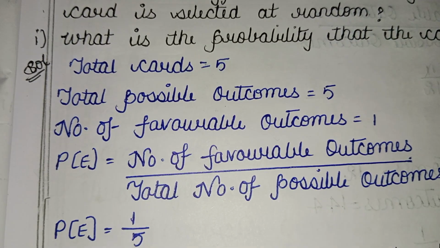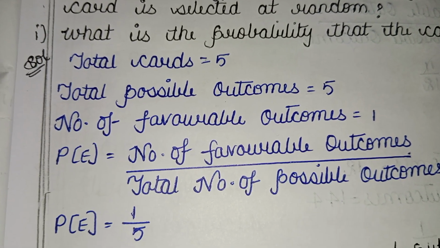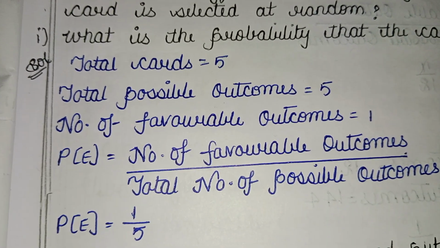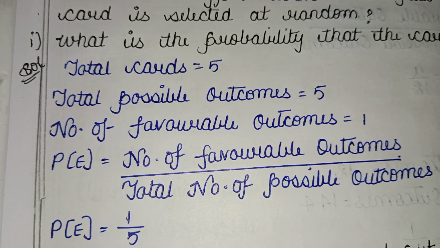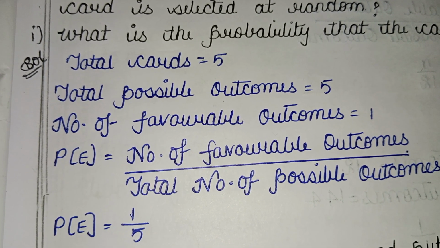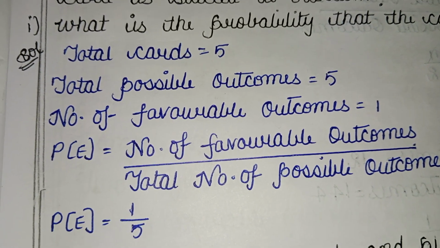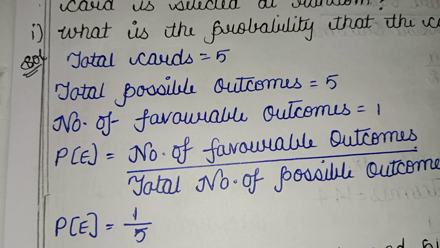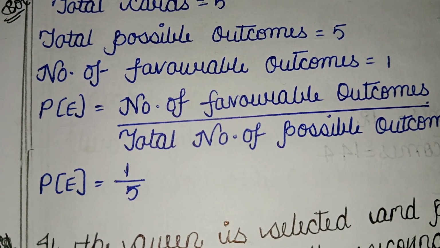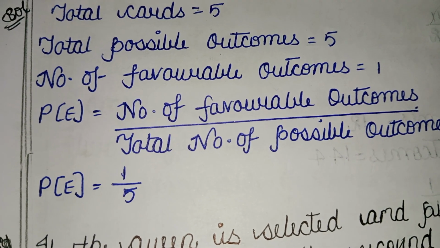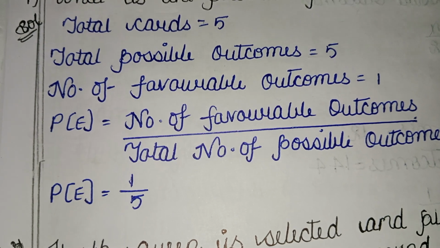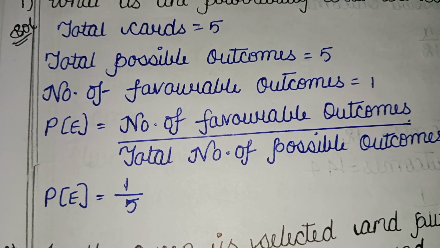So total cards is equal to 5. If you take any card, you will get only one card from the given 5 cards. Favorable outcomes is equal to queen, only one queen. So probability of queen is equal to 1 by 5. Probability of king is also 1 by 5. Okay na?